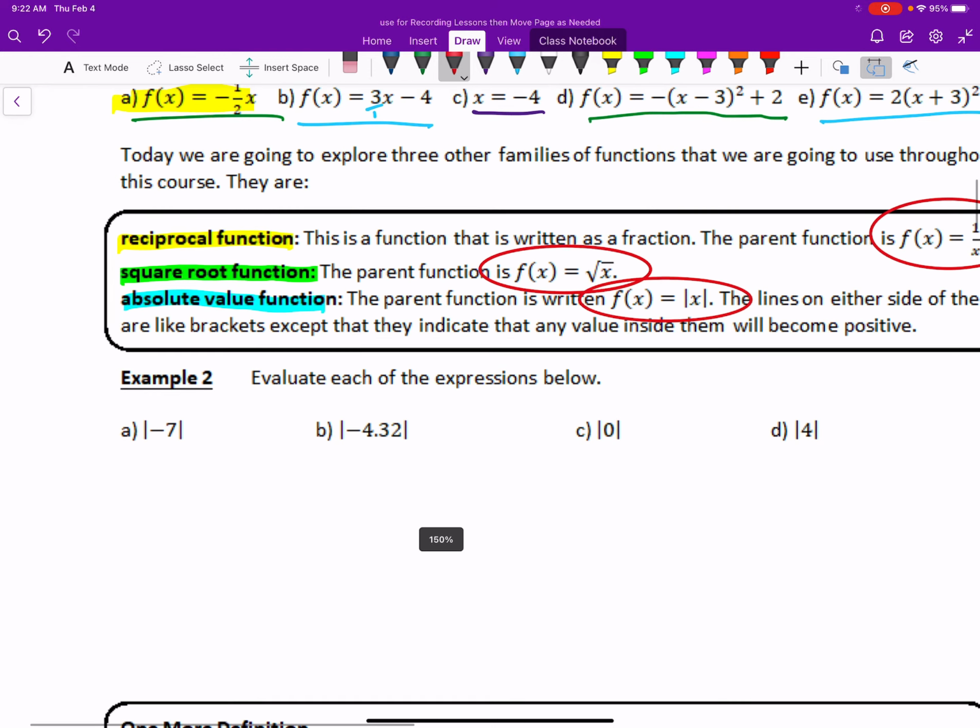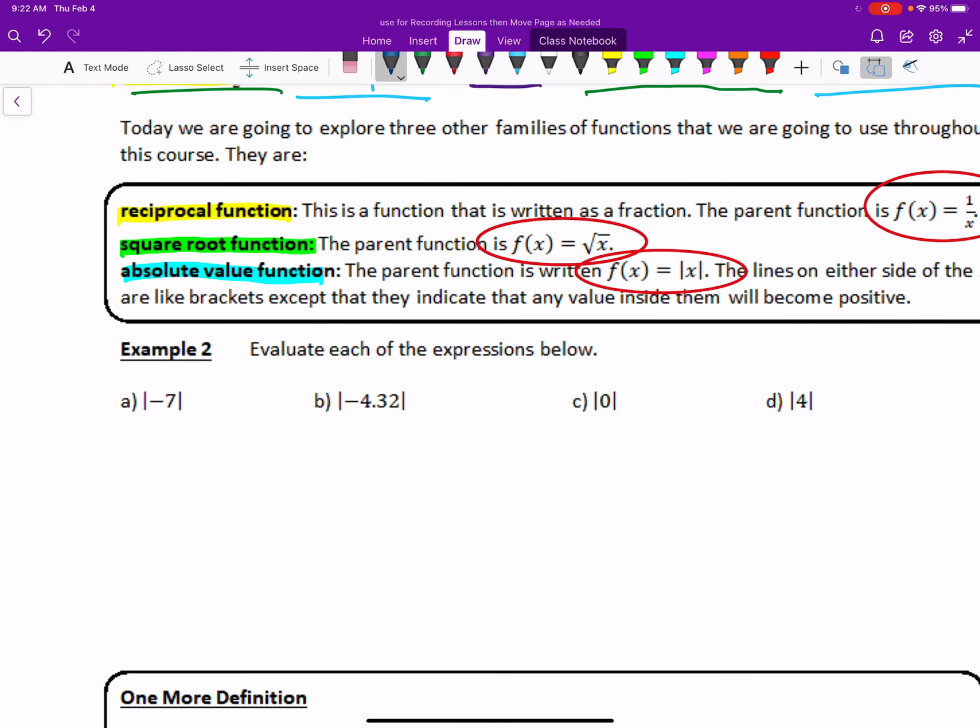So here's some examples below. If I just have -7 inside the absolute value signs, there's nothing to do other than take the absolute value signs off, and it becomes +7. If I have -4.32 inside there, once I take the absolute value signs off, then it just becomes +4.32.